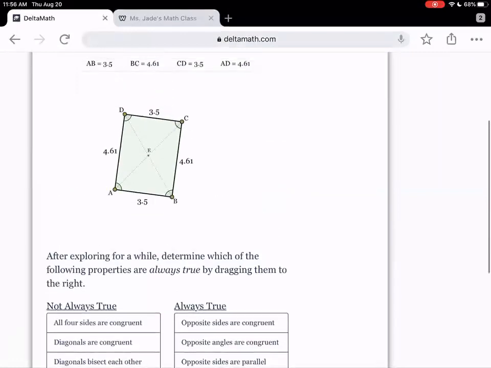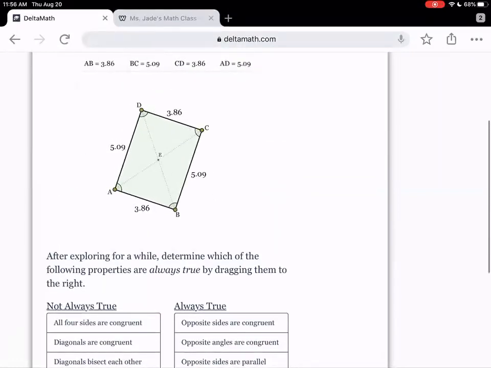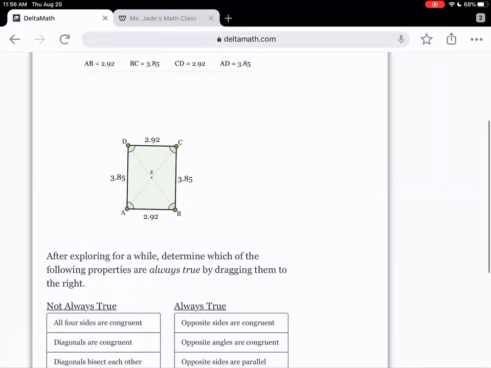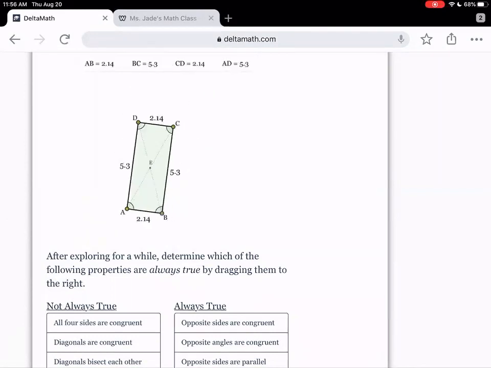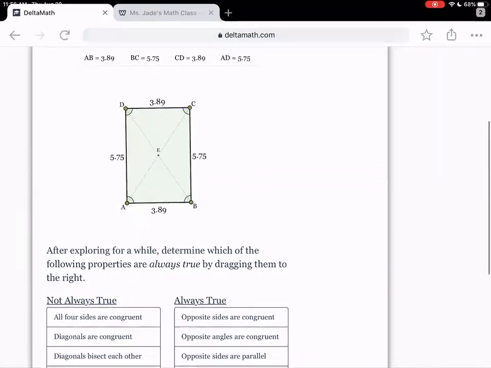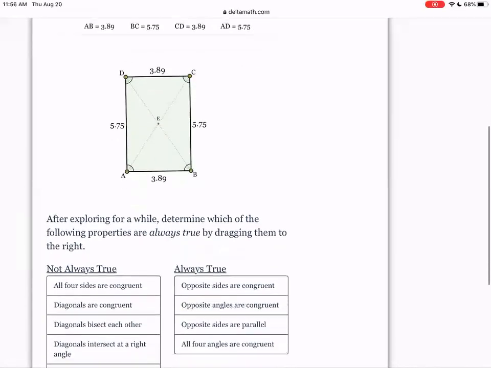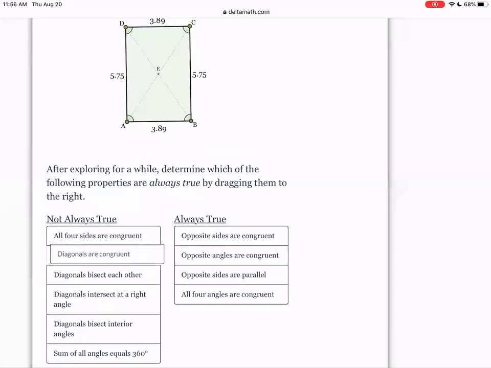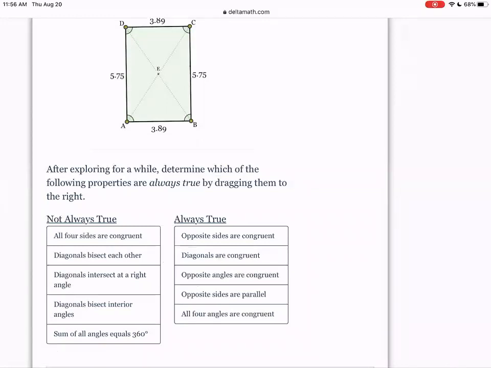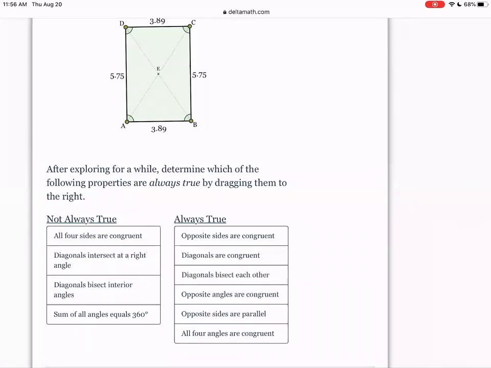Okay, diagonals are congruent. Let's take a look. Those two dotted lines that make a cross in the middle are our diagonals. Do they look like they're the same length? In a rectangle, your diagonals are always going to be congruent. I'm going to drag that over. And the diagonals bisect each other. So now that we know it's a rectangle, if you look at your note sheet and down the list, you'll see that the diagonals do bisect each other. So I'm going to drag that over.